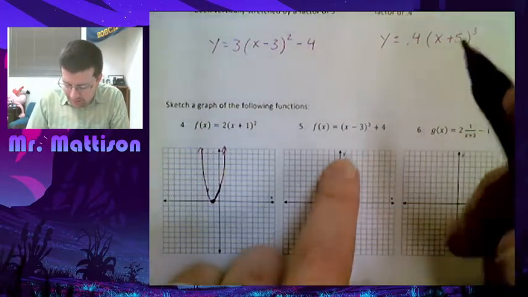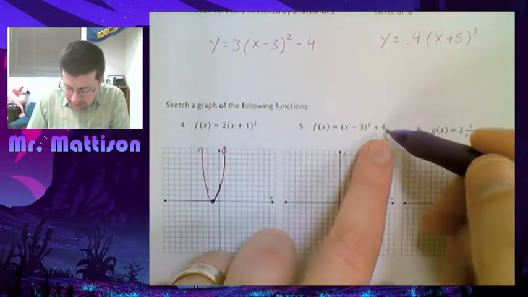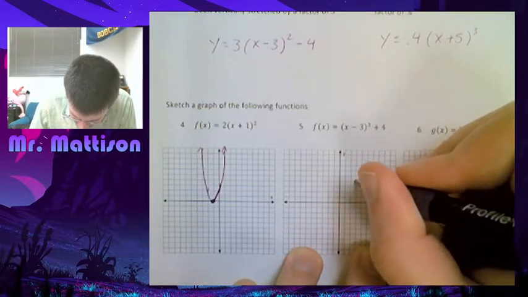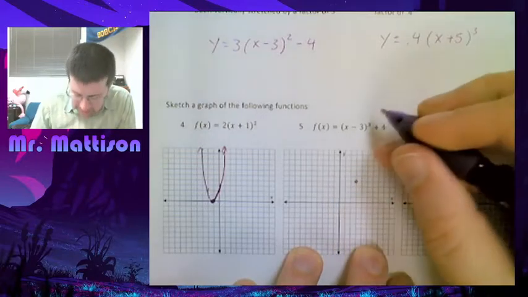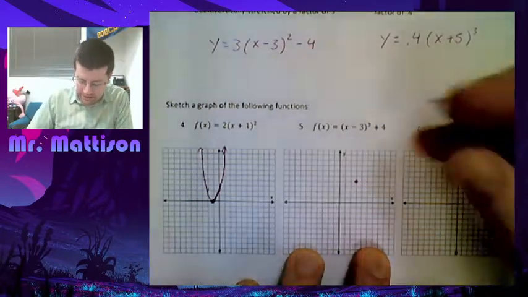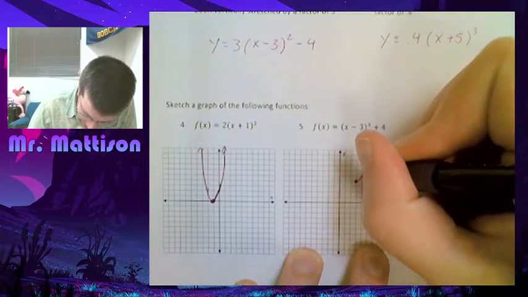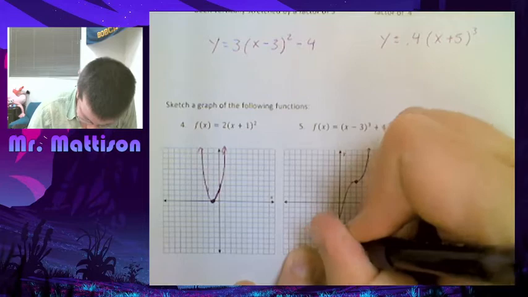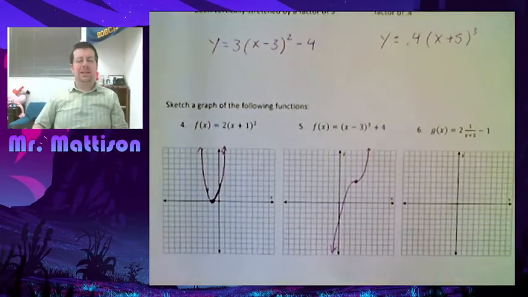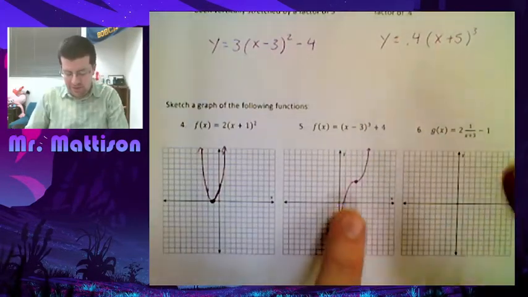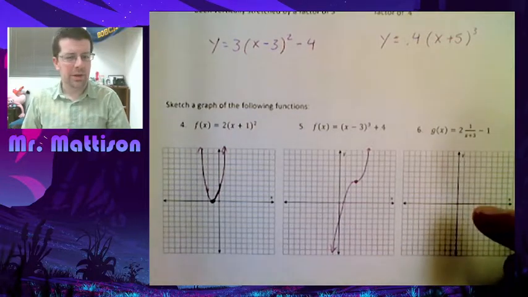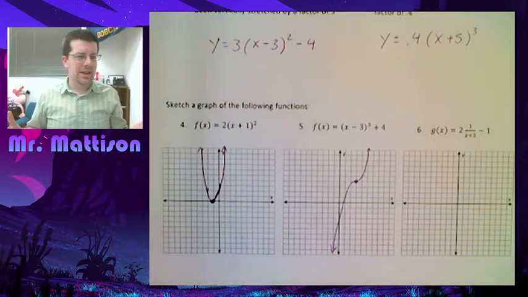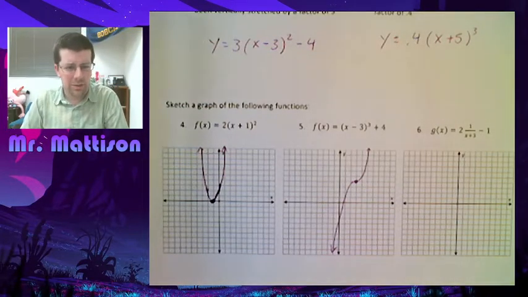Number 5, we got a shift of right 3 and up 4. So 1, 2, 3, 1, 2, 3, 4. There's where my new inflection point is. Now a standard x to the third is going to go up and over like that, and then I'll go left and down like that. Again, I don't care specifically about the points, but I want the right shape and the right locator point. Typically, if you put a big dot there, it makes it easier to see that you know where you're putting that locator point.